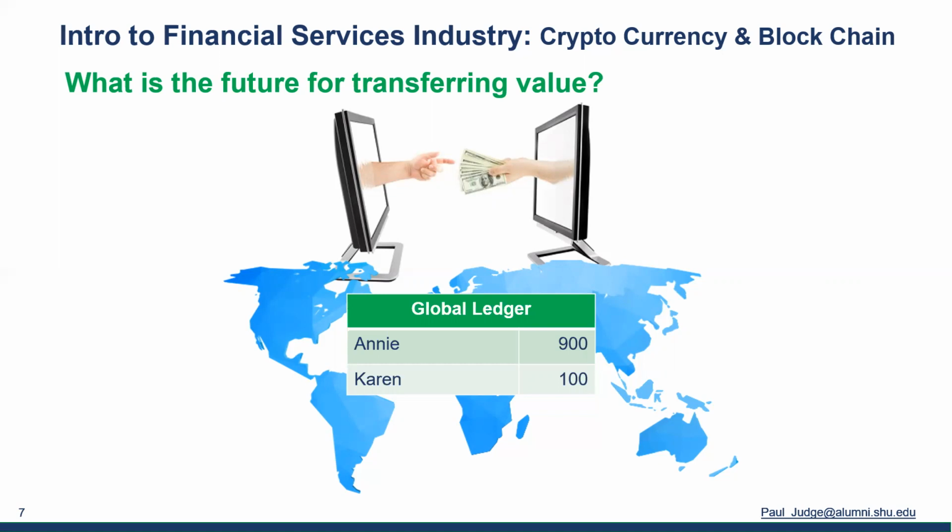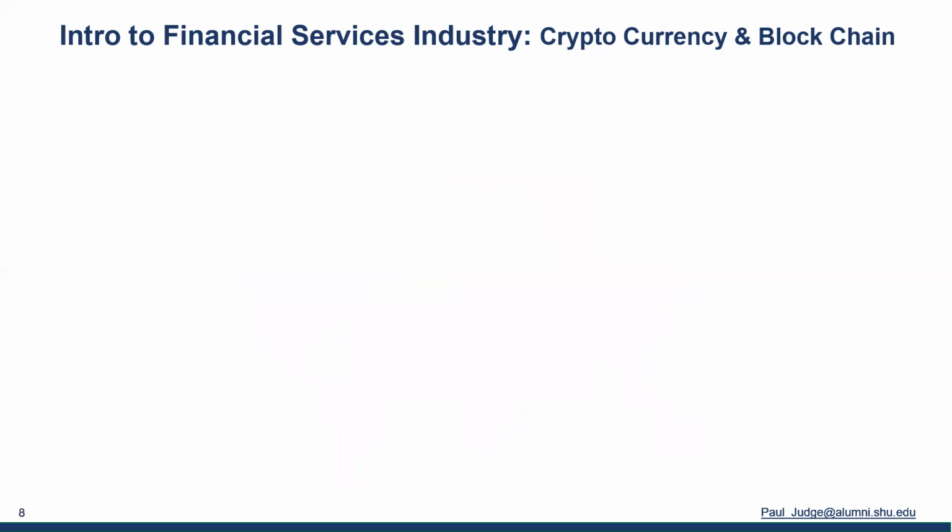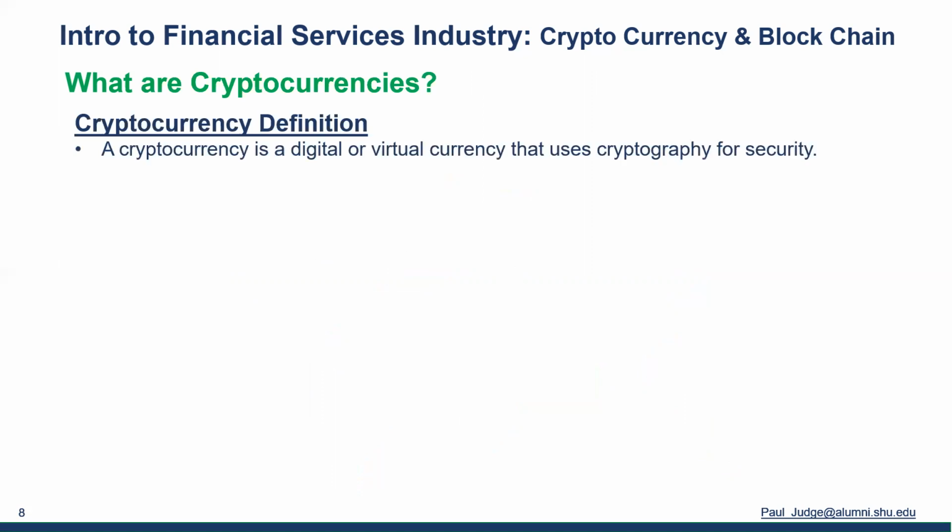That's what the future view for transferring value is, because that's the purpose of currency, right? To transfer value. So what are cryptocurrencies? The definition of cryptocurrency is a digital or virtual currency that uses cryptography for security. Right?